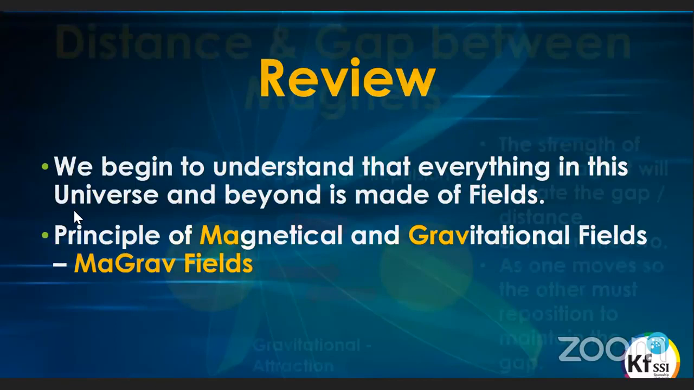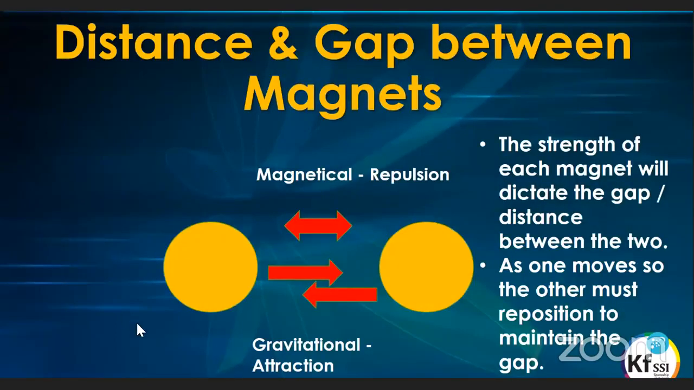And just to recap on what they really mean. We showed the video of the 2 magnets in part 1. When the magnets repel each other, we call that magnetical, and when magneticals attract each other, we call that gravitational. It's the strength of each magnet that will dictate the gap they keep between them, and as you saw, as one moves, the other repositions and maintains that distance.